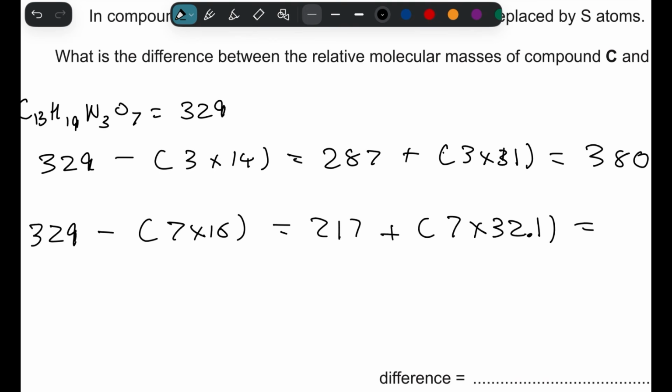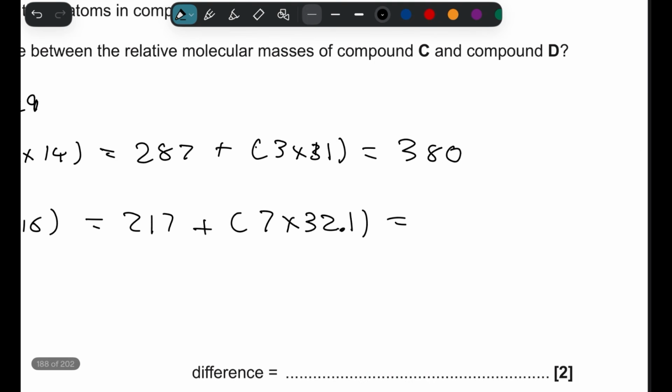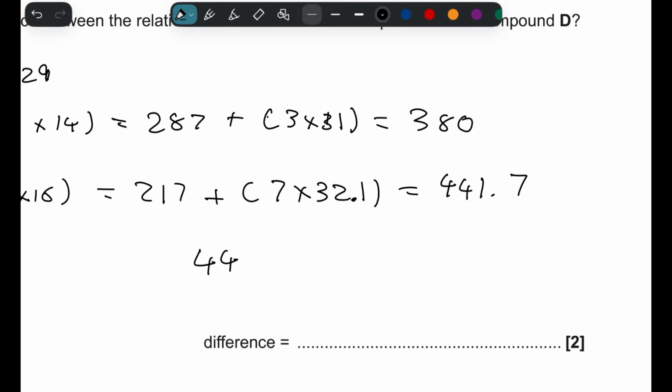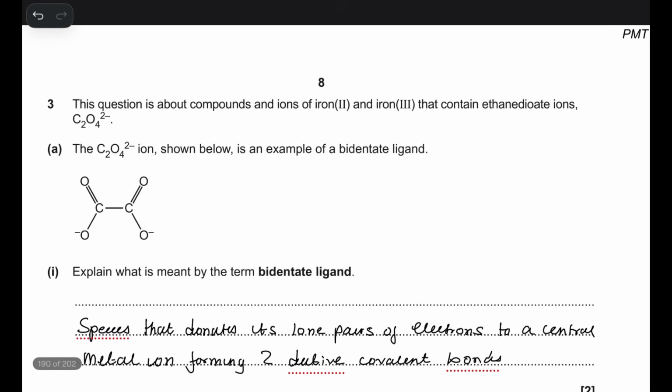Make sure the decimal's clear. So plus 7 times 32.1. And we're going to get 441.7. So then now we just find the difference. So 441.7 take away 380 should give us an answer. And that answer is going to be 61.7.